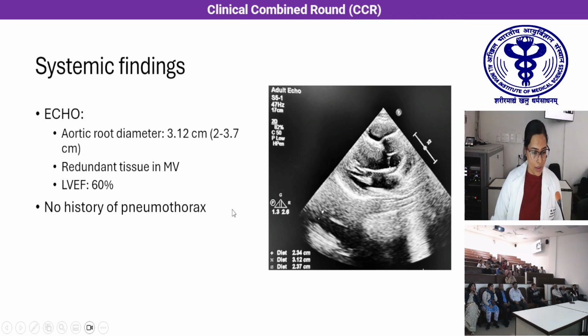The patient had undergone echo and the aortic root diameter was 3.12 centimeters, which was within normal limit. However, there was a redundant tissue in the mitral valve. There was no history of pneumothorax in the patient.